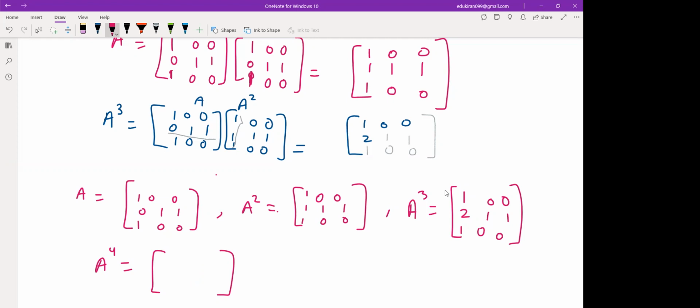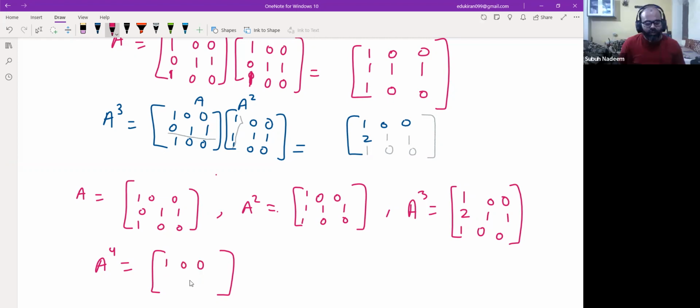Yes, sir. Okay. So based on this pattern, we can say it is 1 0 0, 3 1 1, and 1 0 0. If we talk about a to the power 5, the value here will be 4. If a to the power 6, the value here will be 5. Rest will be same. So this is a to the power n in general.